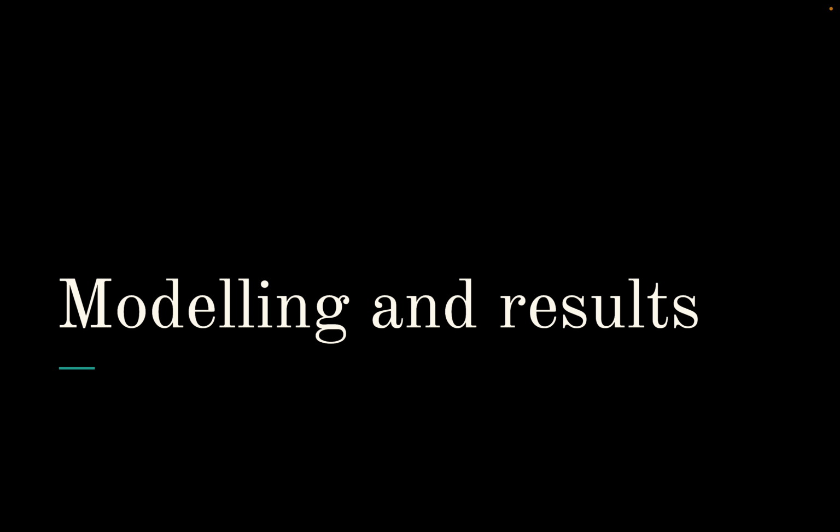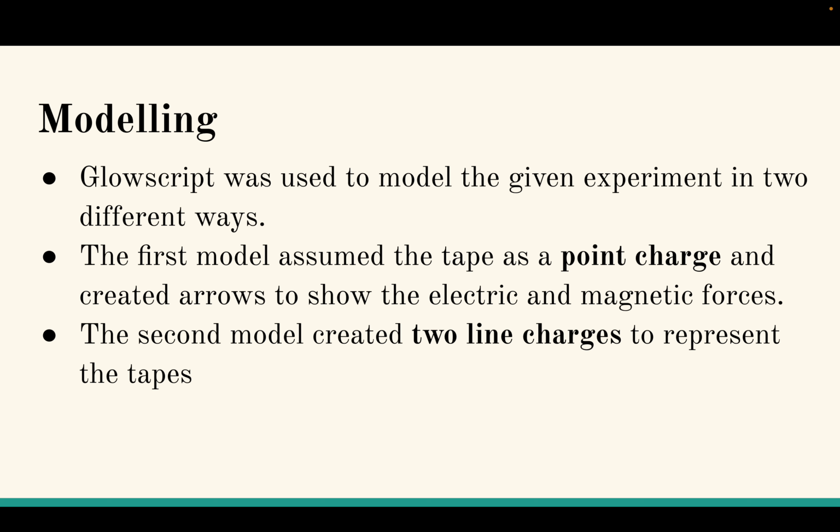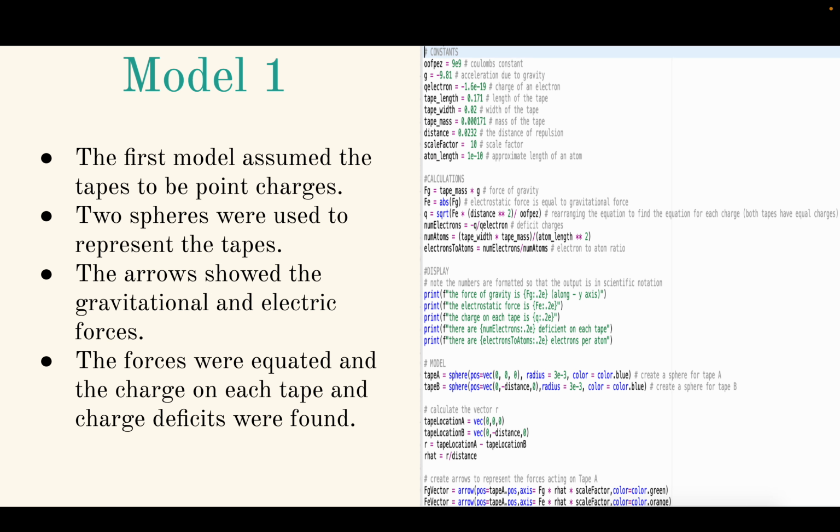Modeling and results. The first model assumes that the tape is a point charge, and the second model assumes that the tape is a line charge. Both models are created using GlowScript, and as we can see in the first model, two spheres represent the point charges. Arrows are used to show the gravitational and electric forces.